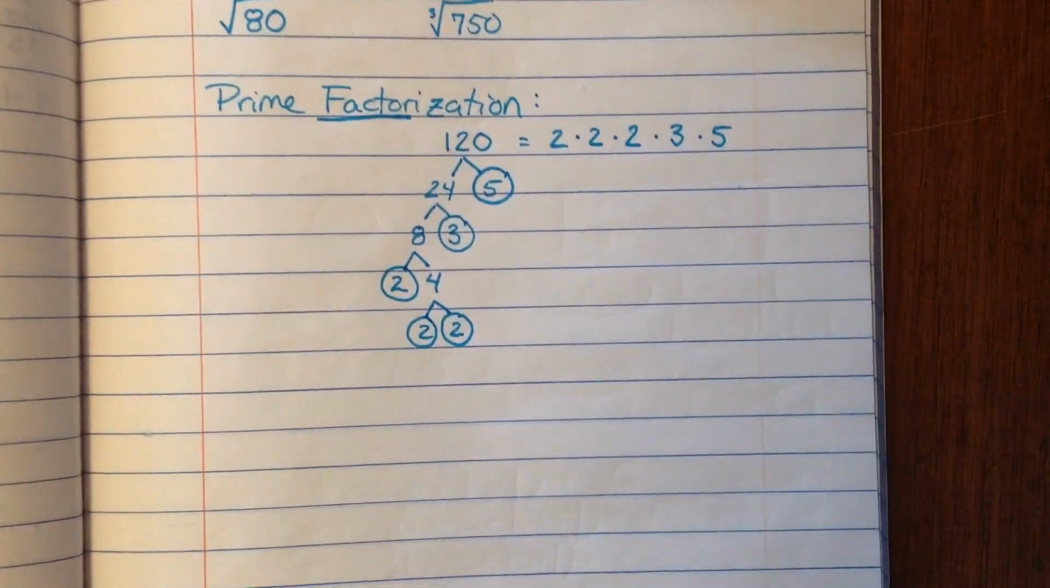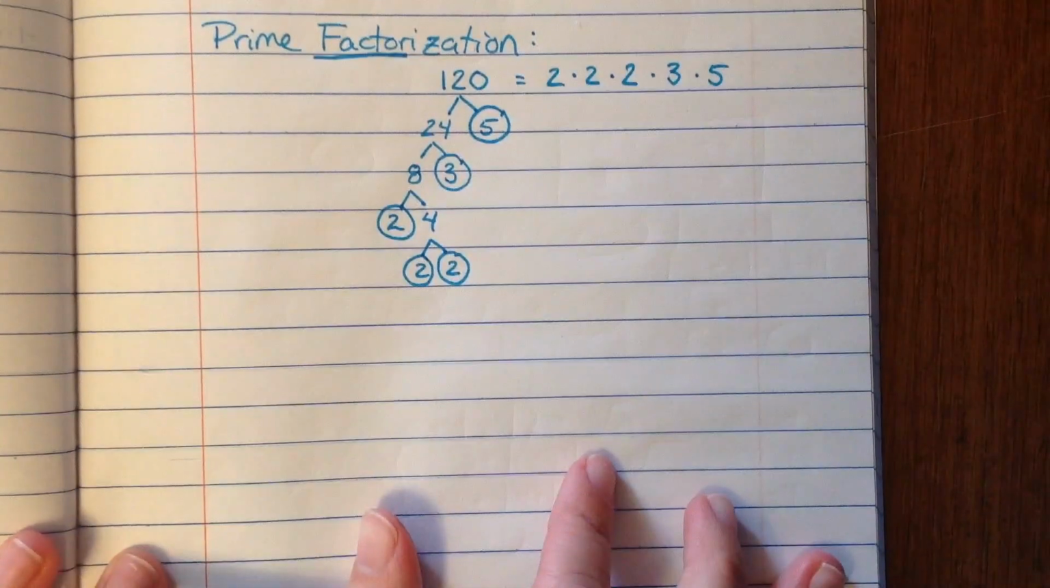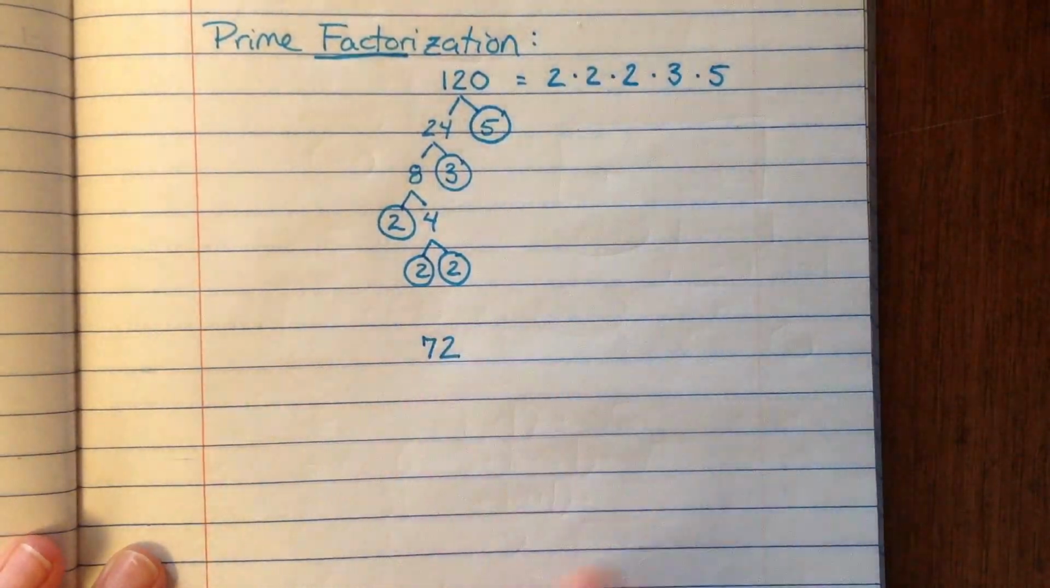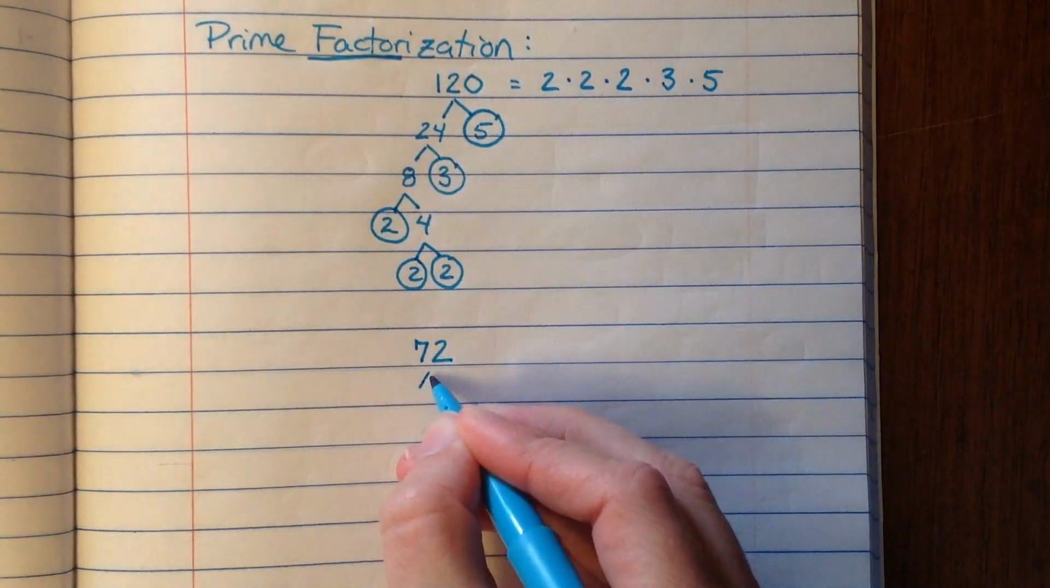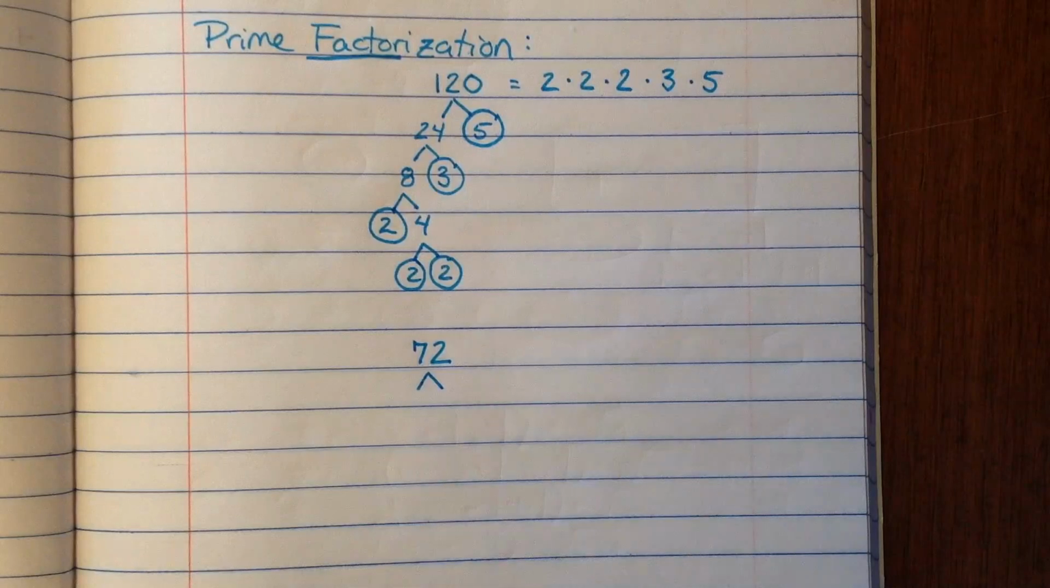So just real quick, before we move on to actually simplifying radicals, I just want you to practice a prime factorization with me. So maybe you want to pause the video. Let's use the number 72. See if you can do the prime factorization tree on your own, and then you can restart the video and check yourself.